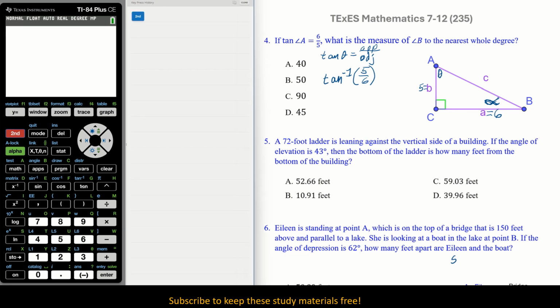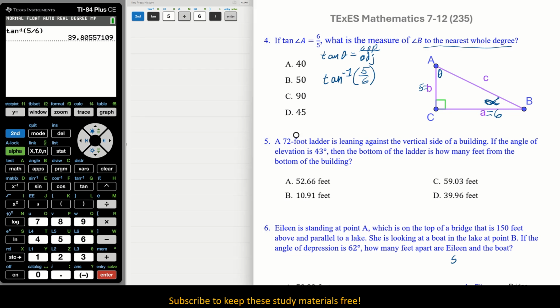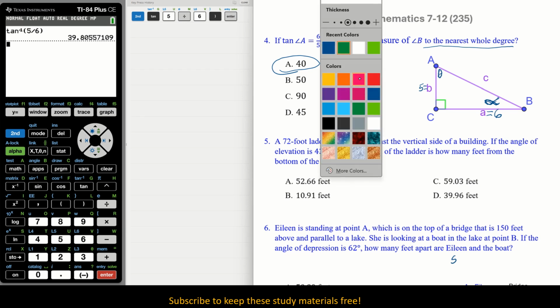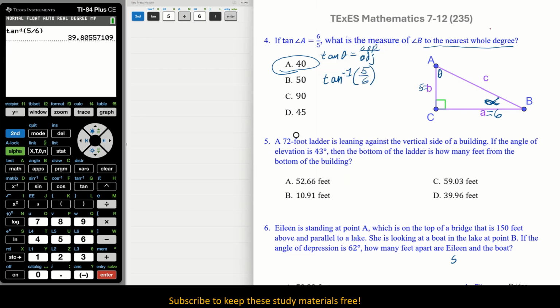Second tangent, okay? 5 divided by 6, close your parentheses. And if we round, do you see it? I do. And it says round. So that would be A. That's 40 degrees. Okay. All right. I'm going to change my colors here back to something just a little bit brighter. Okay. All right. So let's go to number 5.